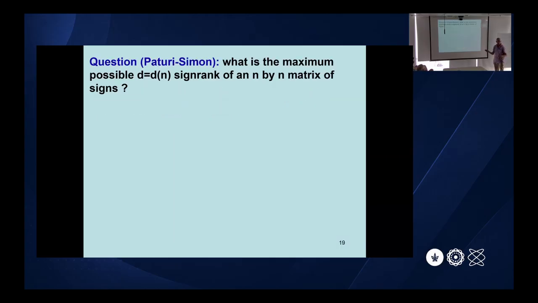So this question of Paturi and Simon, their motivation, led them to ask what is the maximum possible sign rank of an n by n matrix, right? Because this tells you the maximum possible unbounded error communication complexity. You see, the communication complexity of every n by n matrix is not more than log n, because Alice can send log n bits describing her row, and then Bob will know the answer exactly, with probability 1.